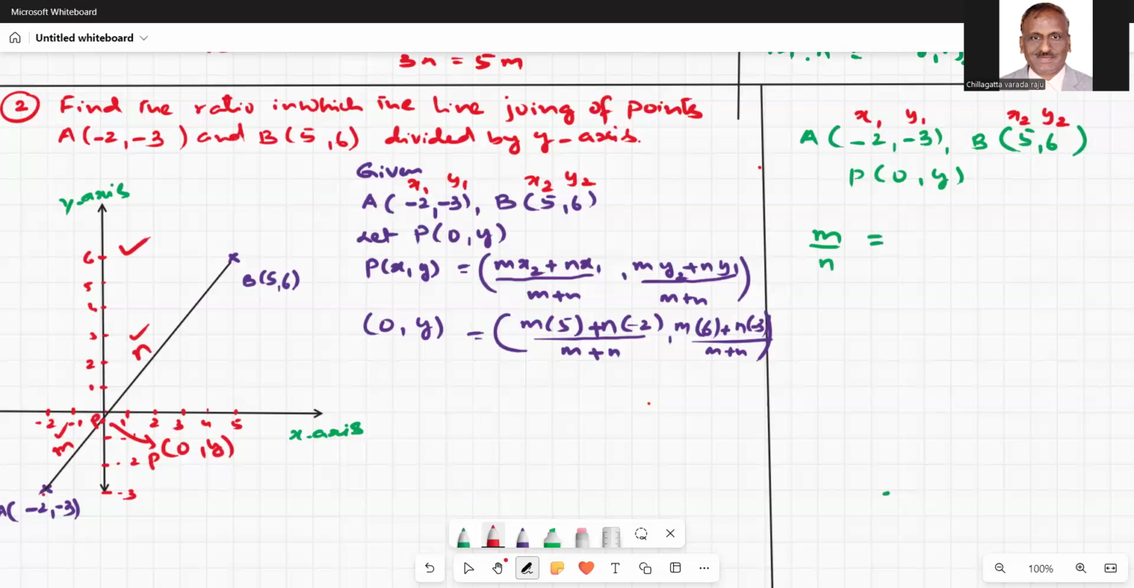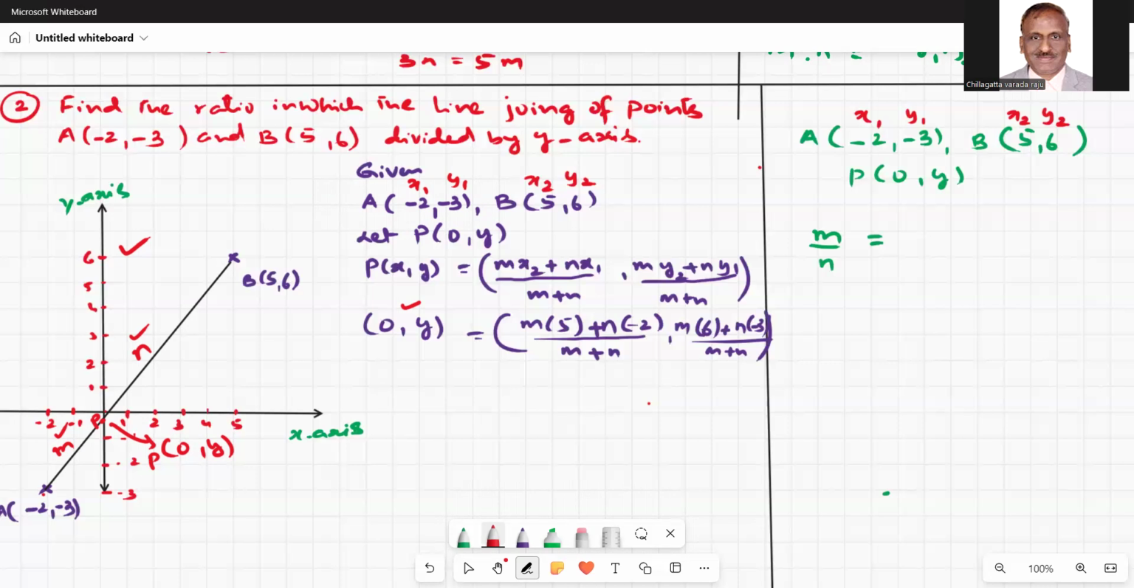Again, I have written the section formula, the points given to you, and the coordinates of the point P on the y-axis, which is nothing but 0y. Okay, sir. So now the values have also been substituted, that is x1, x2, and y1, y2. And I have chosen the point 0y. The reason I already told you: the point is on the y-axis, and on the y-axis, the x coordinate is 0.